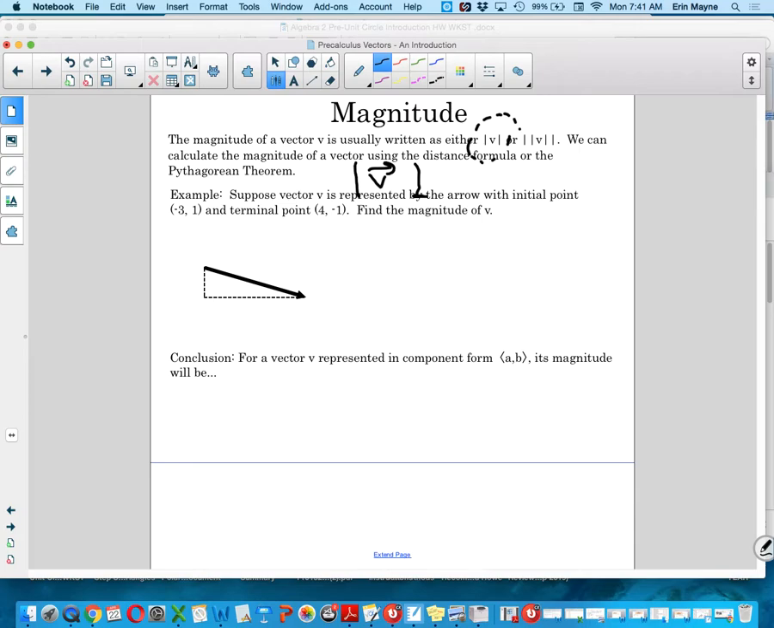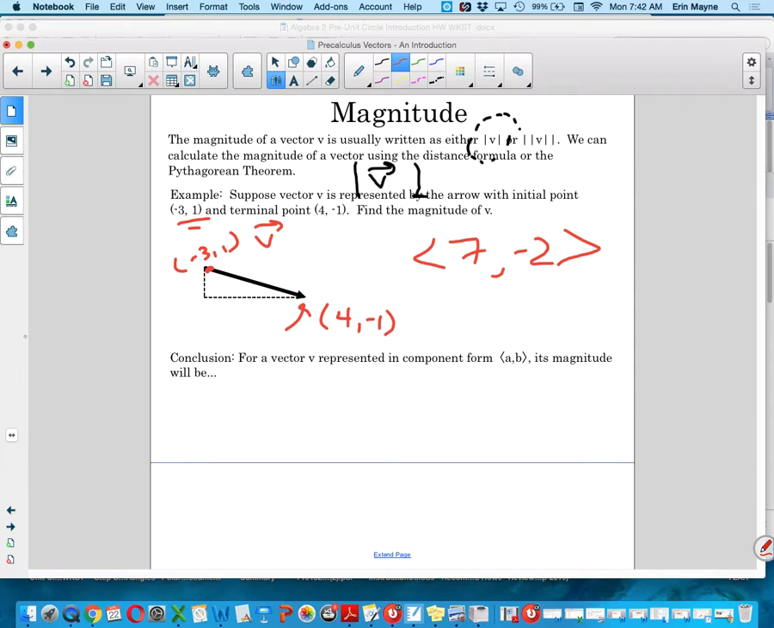A way to think about that is to look at vector v here, and we're going to put context on it and say, I've got an initial point at -3, 1, and a terminal point here at 4, -1. And we would say, okay, what are the components of this? Hit pause and quickly list the components. The components, I have a horizontal distance of 7 and a vertical distance of -2.